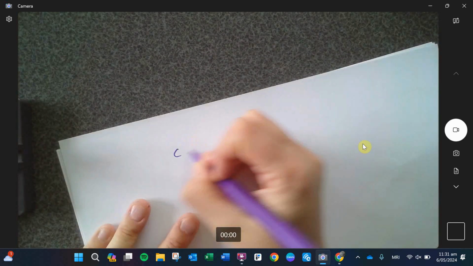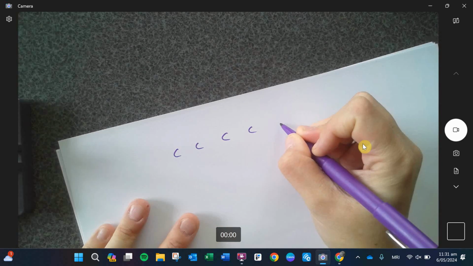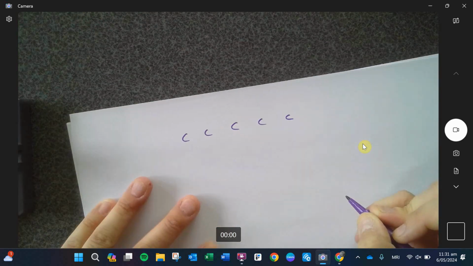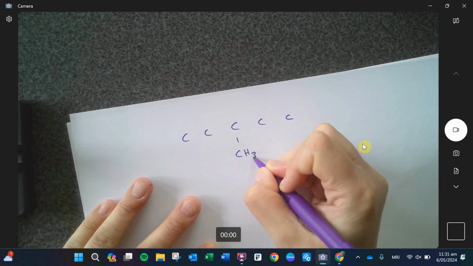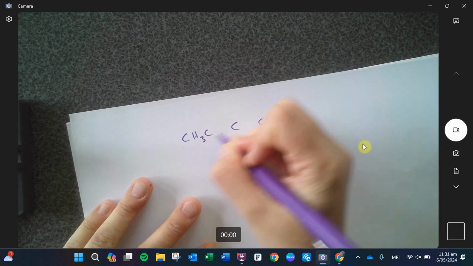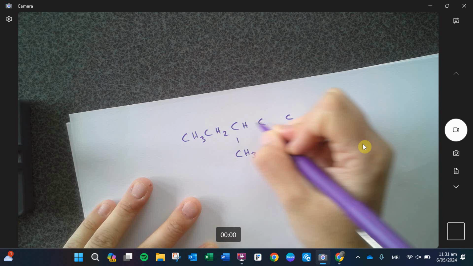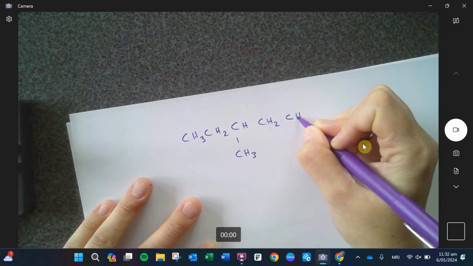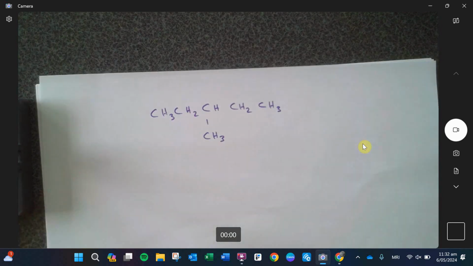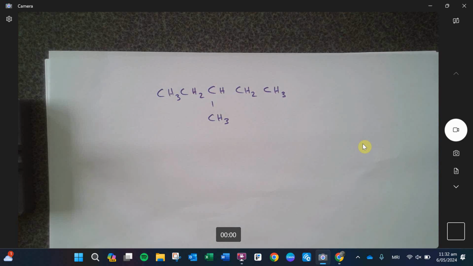So let me draw an organic molecule. It has 1, 2, 3, 4, 5 carbons. And on carbon number 3, it has a branch. And then let me put in all the hydrogens. So we're naming this molecule first. We good so far? All right, I would suggest you write this down.